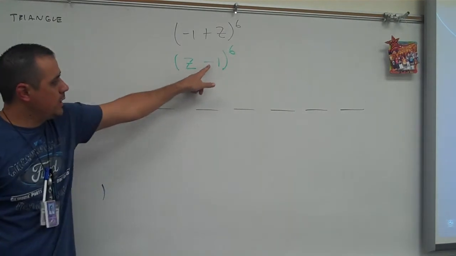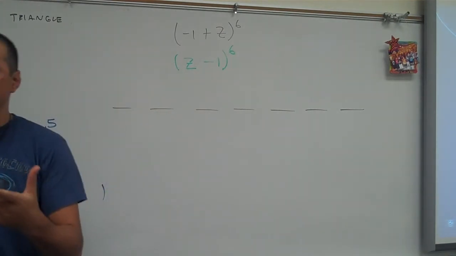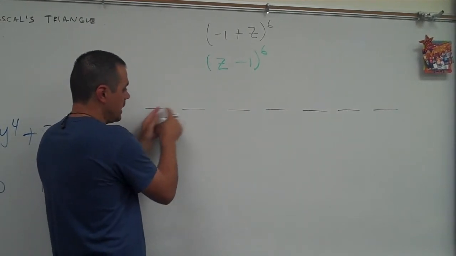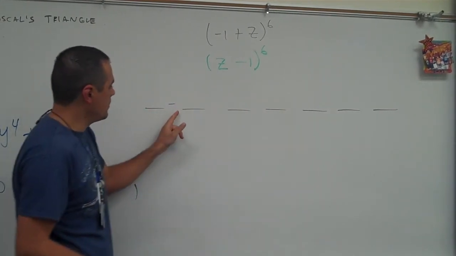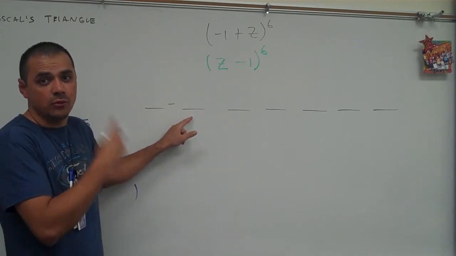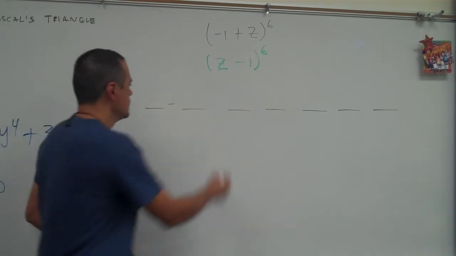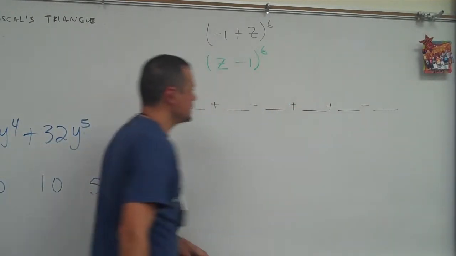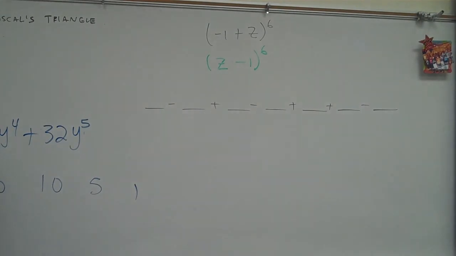Now, remember that this is a minus. If we have a minus there, the signs are going to alternate. This one's going to be positive, this one's going to be negative. Remember that it's going to be negative because the power is odd. And Mr. McCaffrey discussed that in one of the videos that he did during the lessons. And there it is. So now all we need to do is come up with the coefficients.